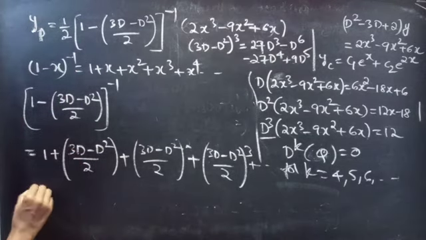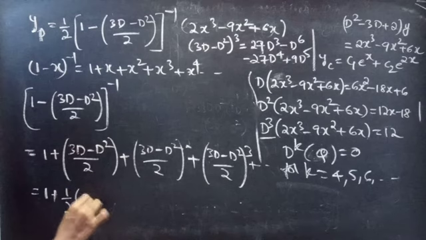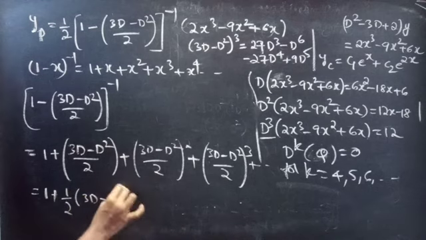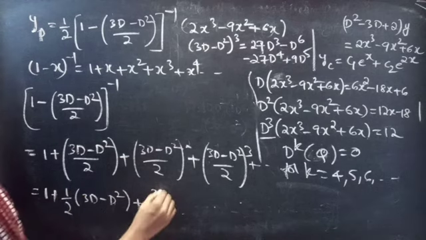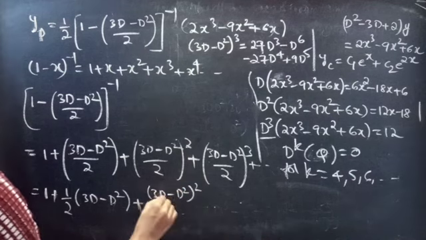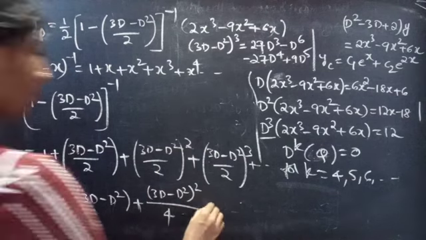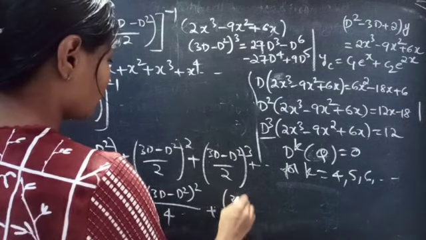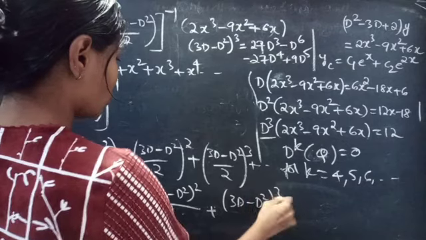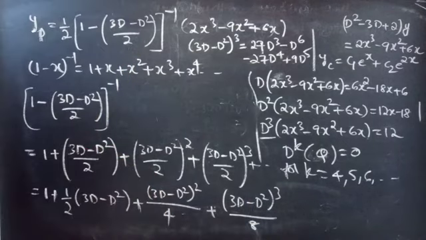Now coming to the binomial expansion, you'll get 1 plus, you can write this as 1 by 2 into (3d minus d square) plus (3d minus d square) whole square by 2 square, which is 4, plus (3d minus d square) whole cube by 2 cube. 2 cube is 8, right?